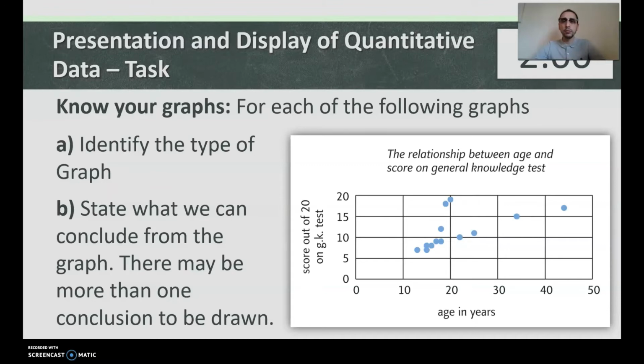Right, what graph is that? Well, it looks like a scattergram to me. Well, I'm not going to tell you. Well, I have, but oh well. And B, state what we can conclude from the graph. There may be more than one conclusion to be drawn.